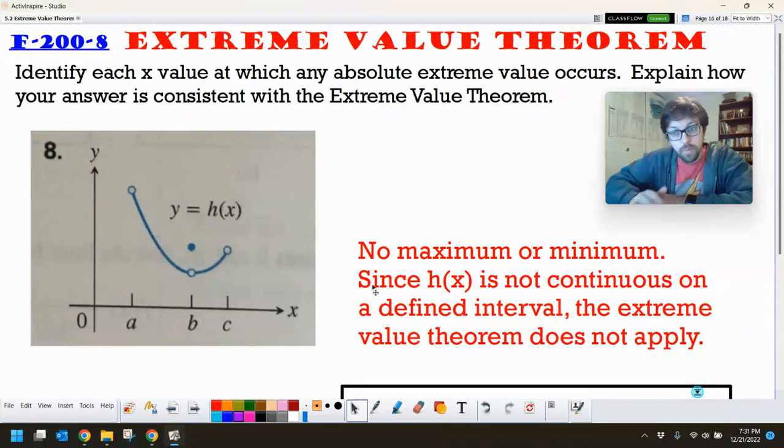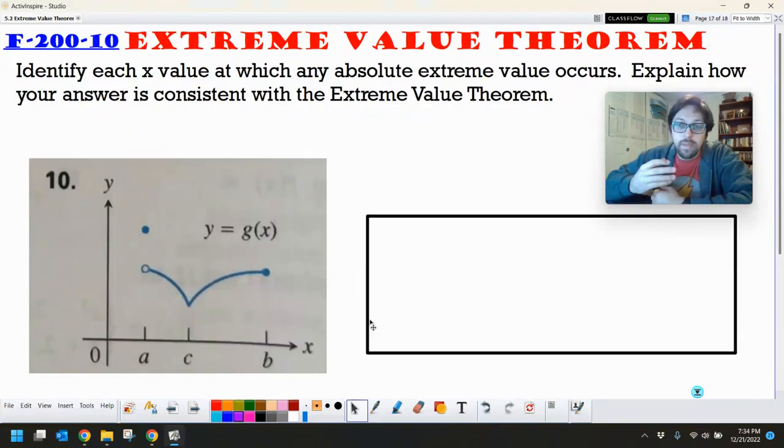So we don't have to worry about, hey, there should be a maximum and minimum. Where is it? It's not continuous. So we're not guaranteed a maximum nor a minimum. We have neither here. In this example, again, our extreme value theorem does not apply because we're not continuous right here. Yes, we're not differentiable over here, but that doesn't really matter. We just care about continuity for our extreme value theorem.